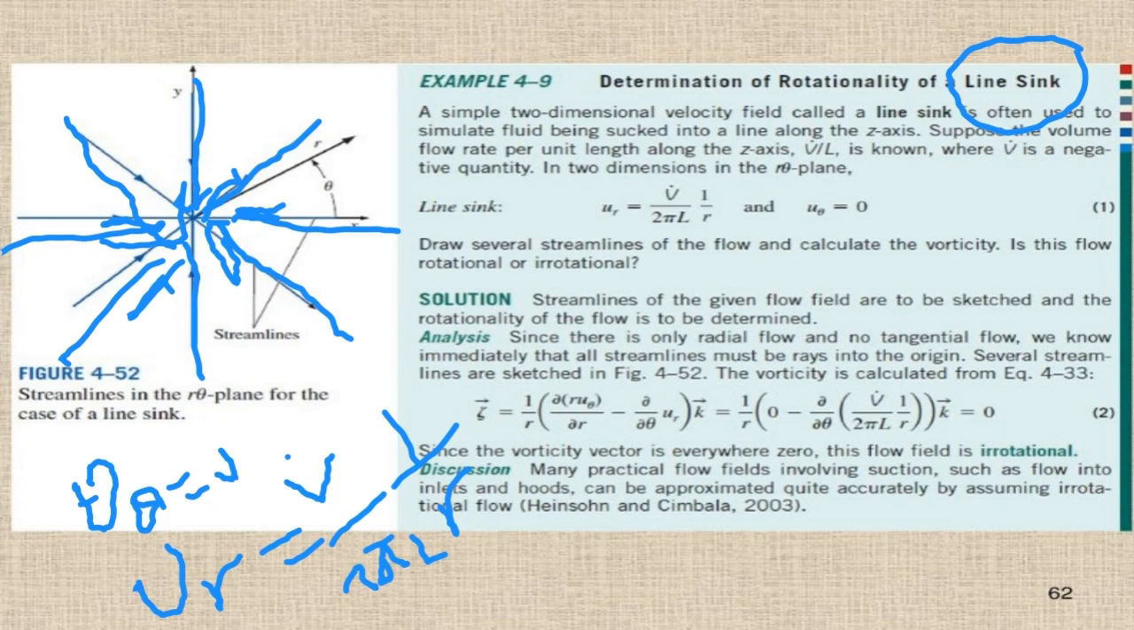We will use the same vorticity formula in 2 dimensions of the xy plane. So we will be using this. R times u theta, R cancels, so we have a constant value. So the derivative of a constant is 0. Then we have d theta of u r, d theta of this whole thing. There is no theta in it. It's also 0. So you can see that the vorticity is 0, as we expect. It's irrotational also.